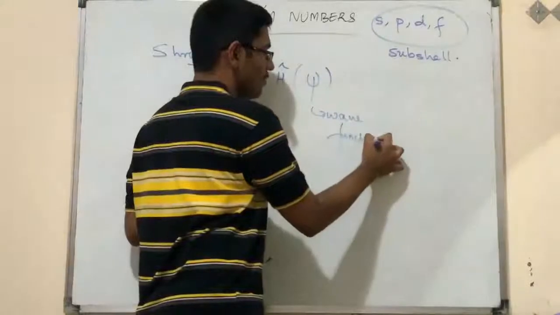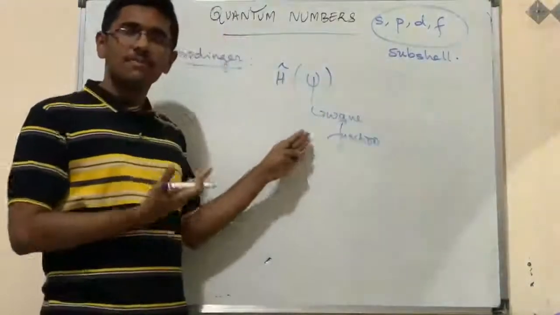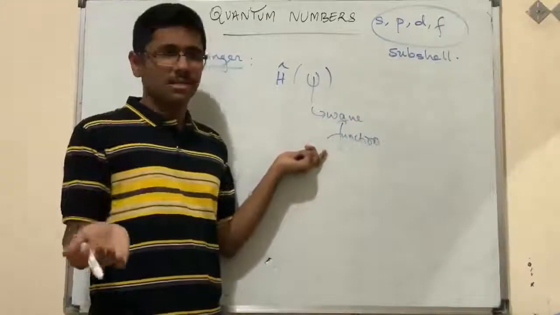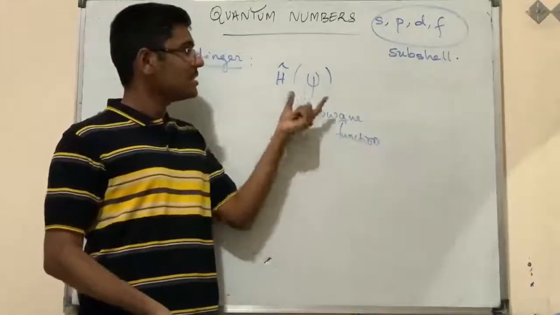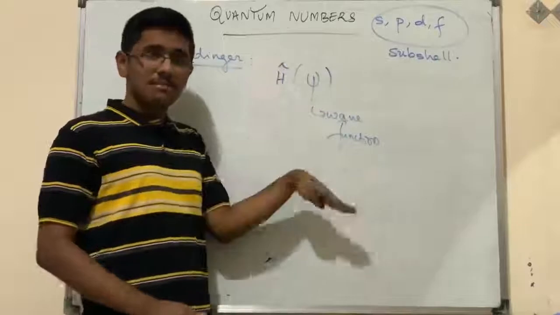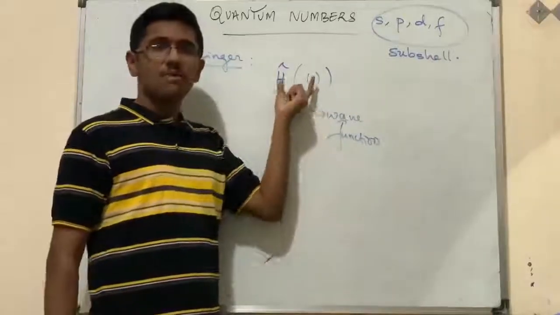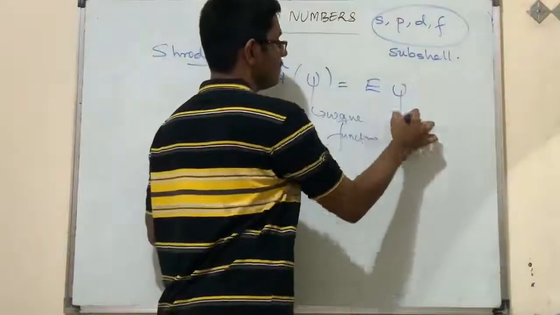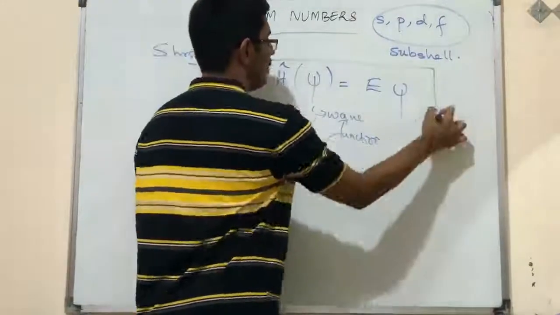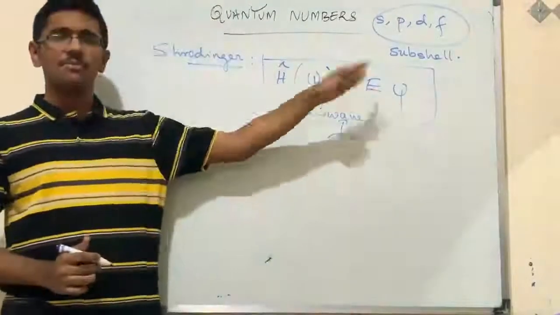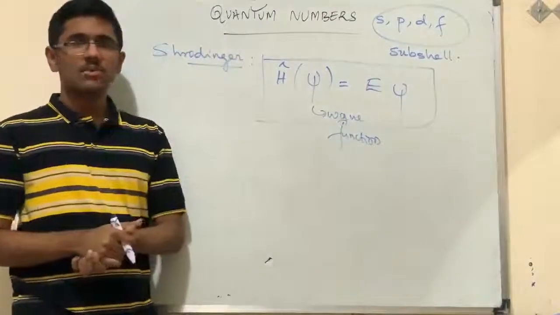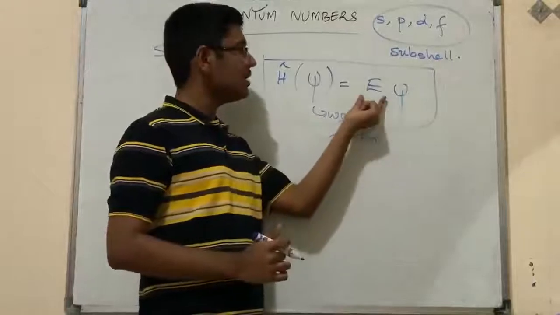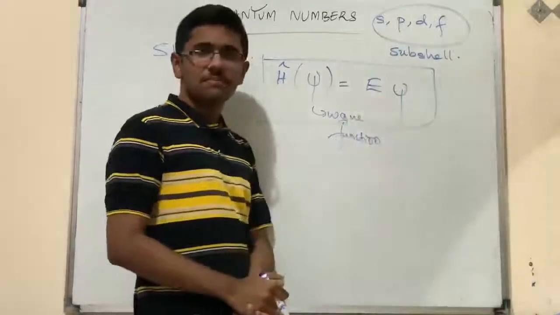Why are we talking about wave function? We know electrons in an atom can show wave nature as well as particle nature. Based upon the wave nature, he developed this Hamiltonian operator acting on the wave function, equal to E psi. H operator psi equal to E psi was the equation given by Schrodinger. So what is the meaning of this equation? Hamiltonian operator of the wave function will give you energy times the wave function.